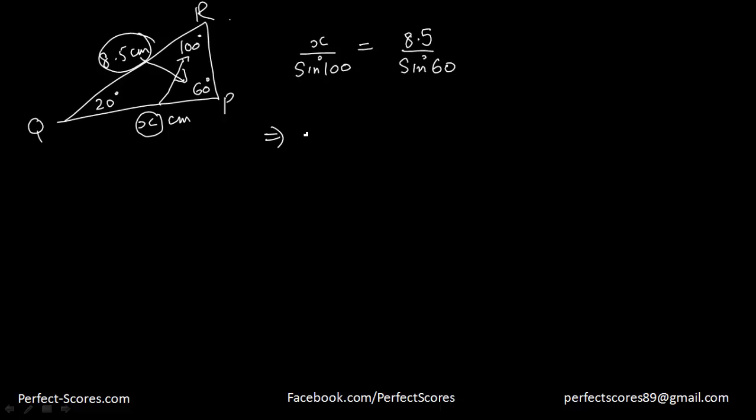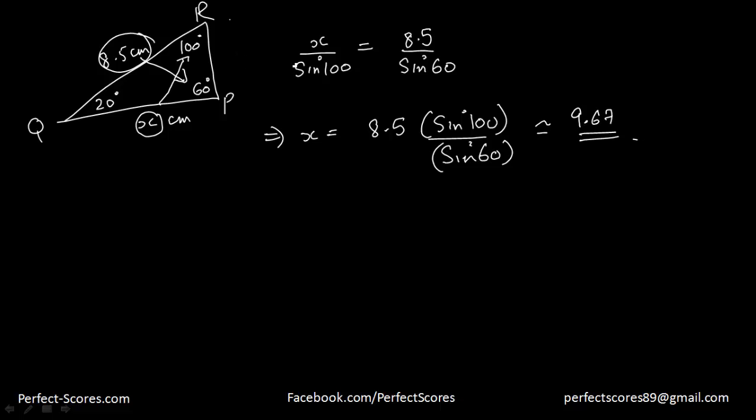So the value of x is going to be equal to 8.5 times sine of 100 divided by sine of 60. If you calculate that, it is approximately 9.67. This is the sine rule, which is helpful: if you have two sides and one angle, or one side and two angles, you can find the third side. So this is a very, very useful expression.